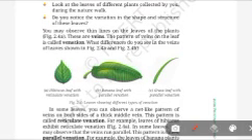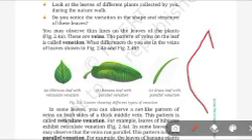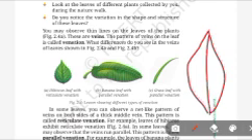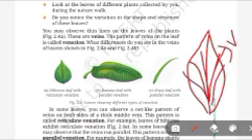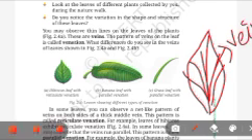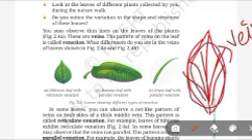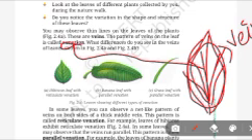So, here suppose this is my leaf. Okay. So, when I am drawing these type of lines, these are called veins. These are veins. Okay. So, the pattern formed by these veins is called venation. What is it called? Venation.